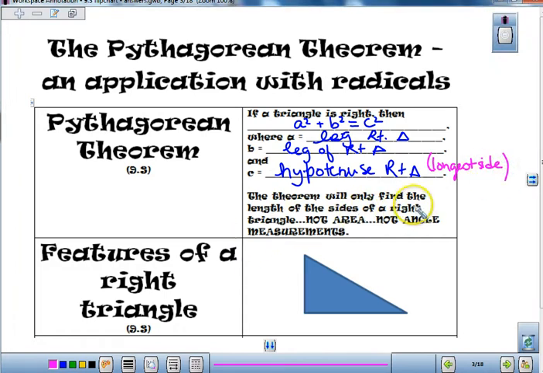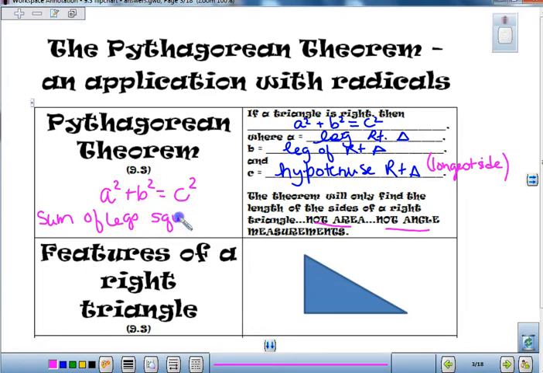So the theorem will only find lengths of sides of a right triangle. It doesn't find the area. It's not going to find an angle measure. It only looks at sides. So the key thing with the Pythagorean theorem, when you think about a squared plus b squared equaling c squared, is that you're finding the sum, that's our addition, of the legs squared, equals the hypotenuse squared.